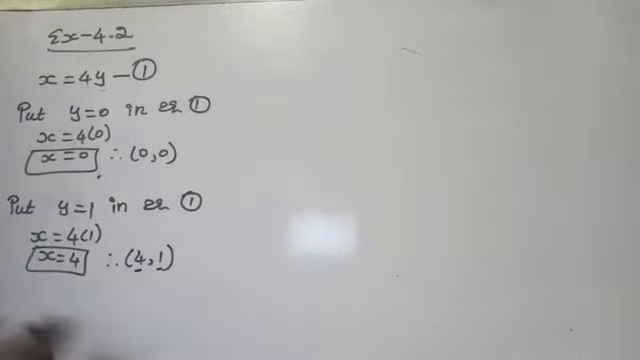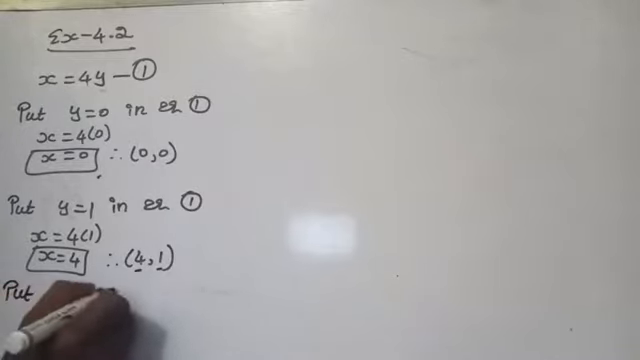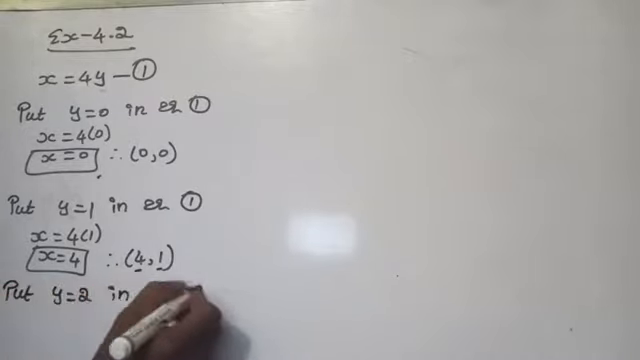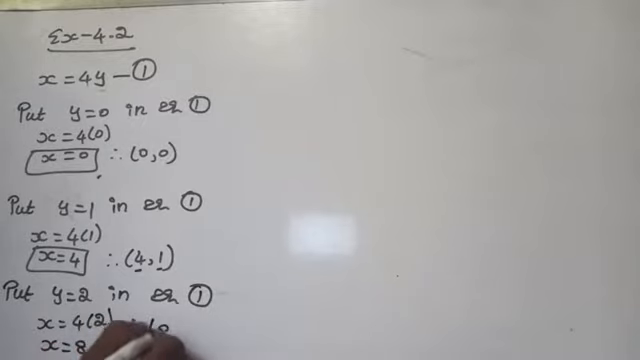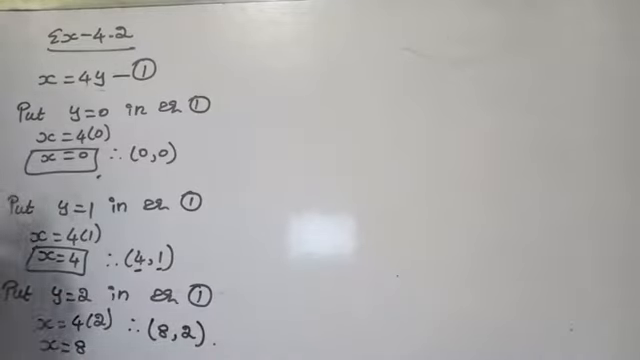Okay. Then put y equal to 2 now. Put y equal to 2 in equation 1. So what are you getting here? x is equal to 4 into 2. Then x is equal to how much? 8. Therefore 8 comma 2 is a solution. Right? So you have to find one more solution.